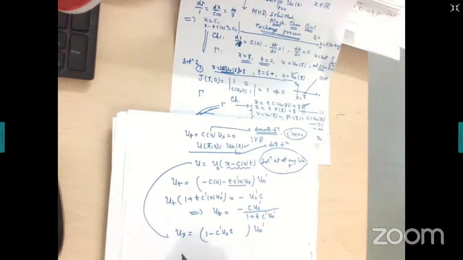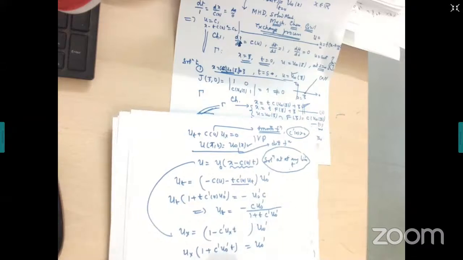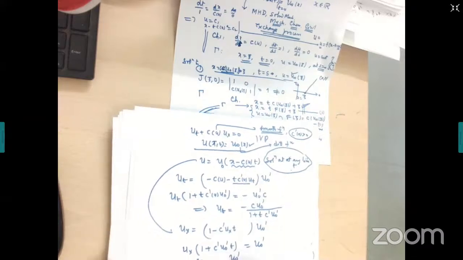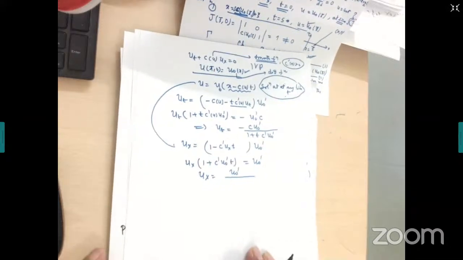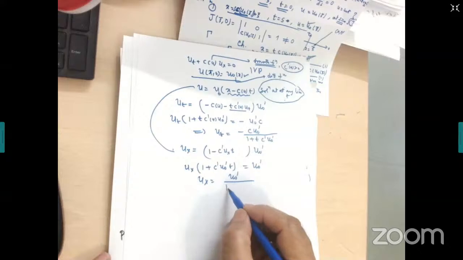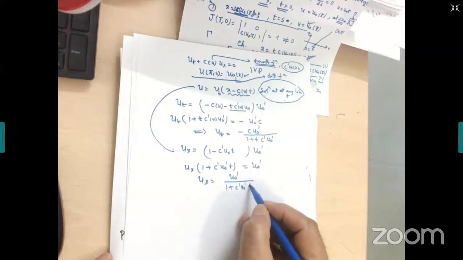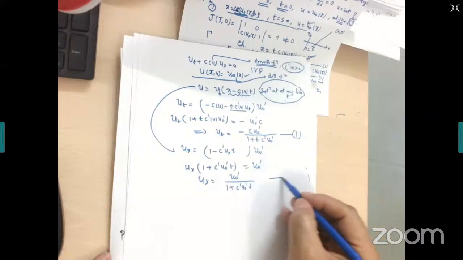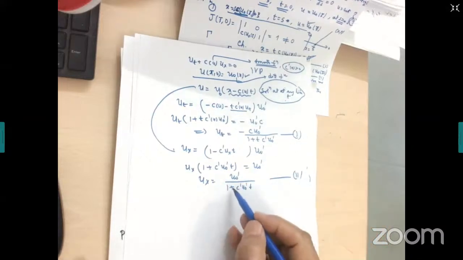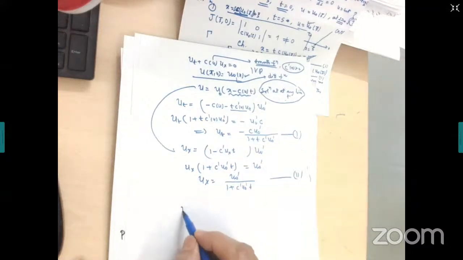So transposing this to the left, what do we get? u x into 1 plus c dash u naught dash into t is equal to u naught dash, or we get u x equal to u naught dash divided by 1 plus c dash u naught dash t. So look here, this is equation number 1. This is equation number 2. If you multiply this by c and add to it, what do we get? u t plus c u x, this is your 0.